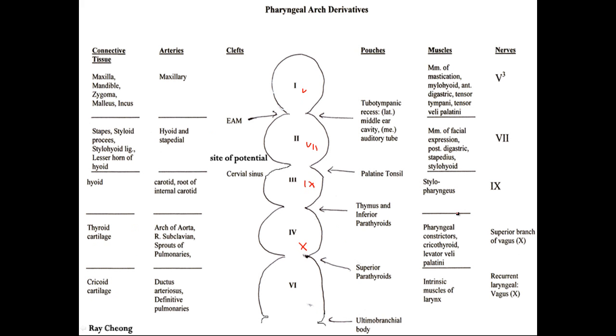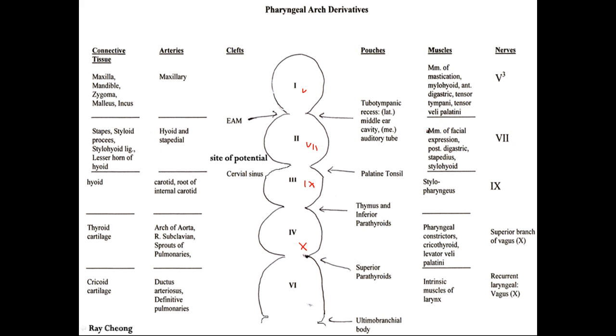How about the muscles? We just kind of mentioned them. 5, 7, 9, 10. So arch 1: muscles of mastication, anterior belly of digastric, tensor tympani, tensor veli palatini. These funky muscles start with a T, so that's why they're trigeminal.